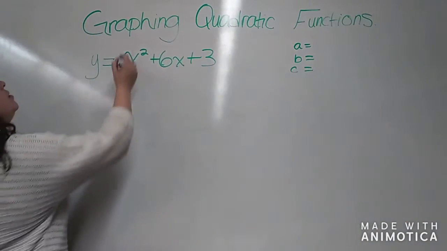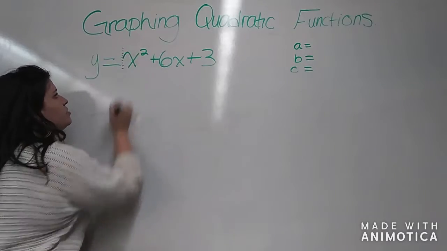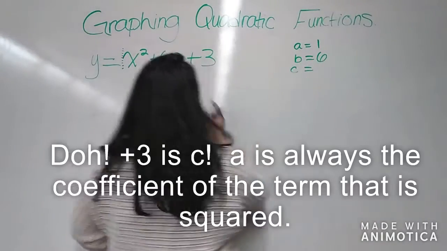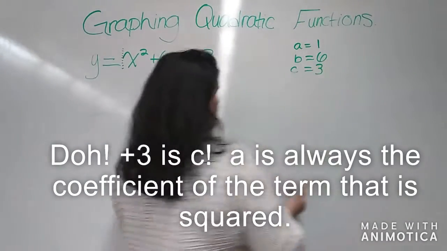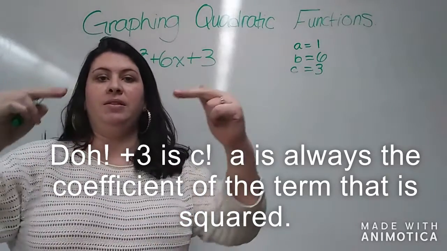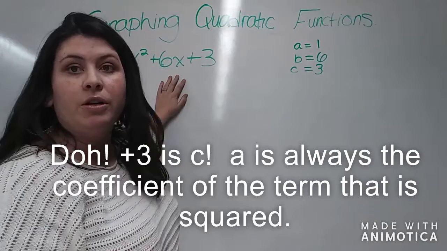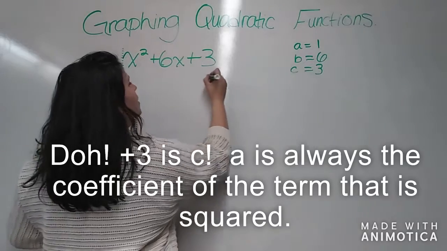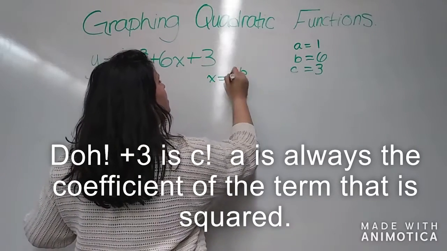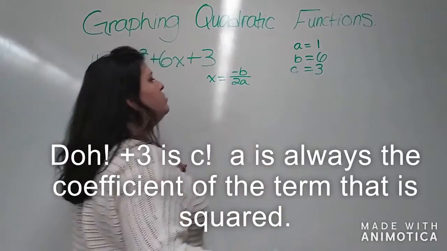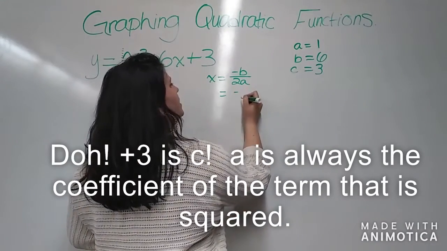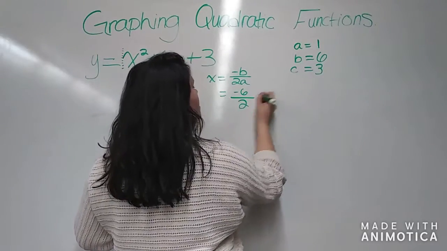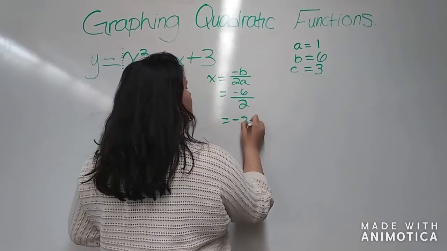Let's get our a, b, and c. Remember, a here, when there's nothing, it's that invisible 1. So a is 1, b is 6, and c is 3. So instead of trying to factor this to get the 2 x-intercepts, let's find the vertex first. We can still do that because we know b and a, and we know our vertex formula. x equals negative b over 2a, 2 times a. So negative b is negative 6, and 2 times 1 is 2. Negative 6 divided by 2 is negative 3.